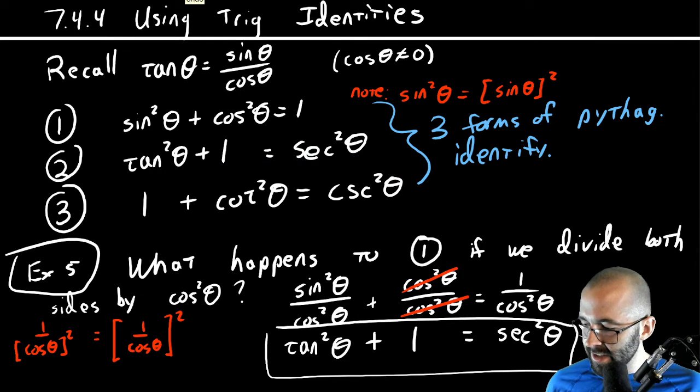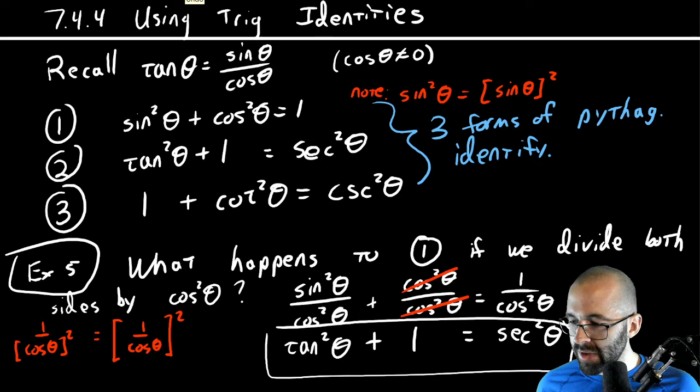Those are the identities. Let's use them a little bit with an example. With two examples. Nope, with one example. With two parts, a duology.